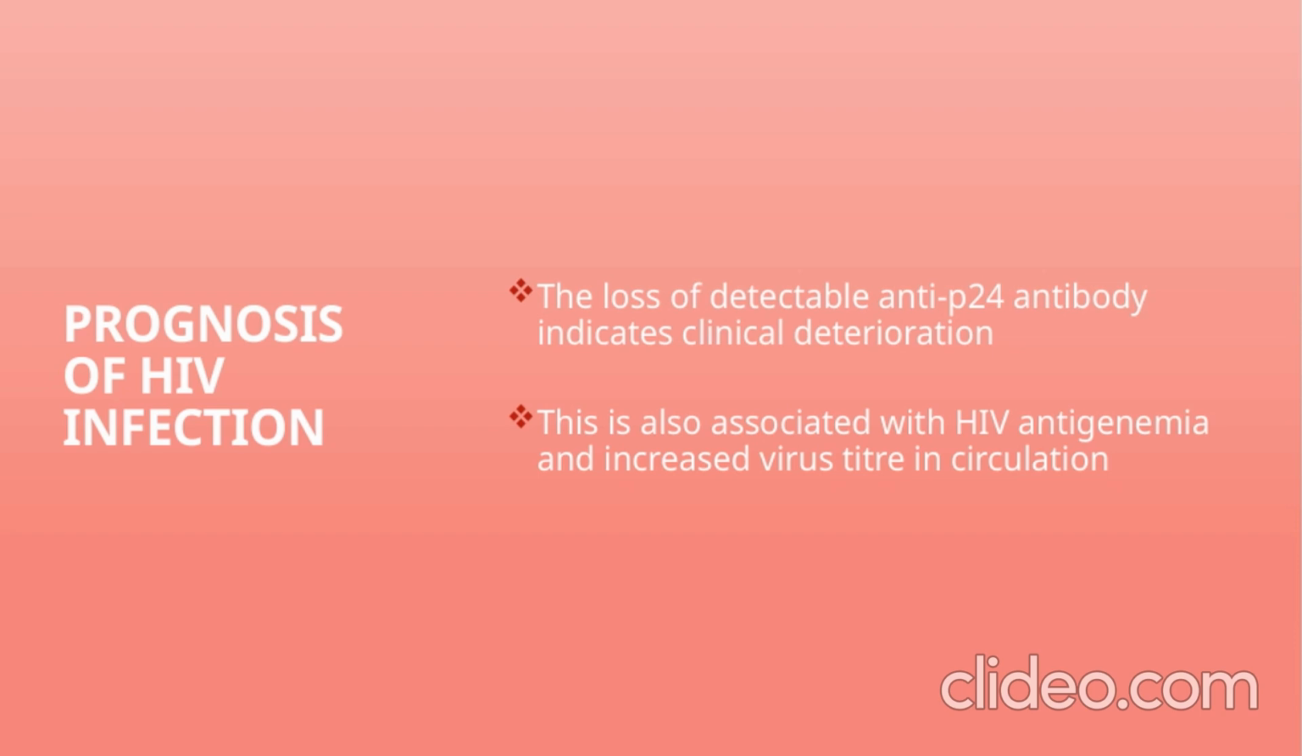These combined factors, loss of antibodies, presence of antigens, and higher viral load, are all signs of clinical deterioration. They help us predict a worse prognosis in HIV infection, highlighting the importance of monitoring these markers closely throughout the course of the disease. Overall, this slide emphasizes how changes in immune markers and viral levels are crucial indicators of disease progression, guiding us in managing and anticipating the patient's clinical trajectory.